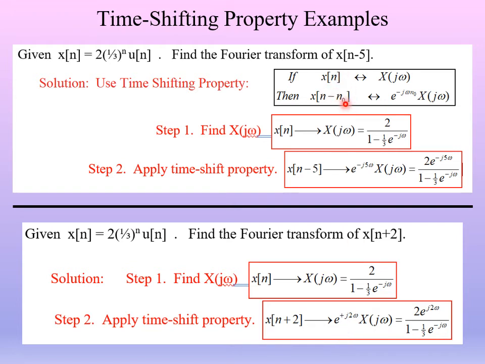We're going to use this right up here. This time n naught is actually -2, so this term out in front becomes this right here, e to the positive j2 omega, and we multiply that times the 2 up on top to get our final Fourier transform, which is shown right here.